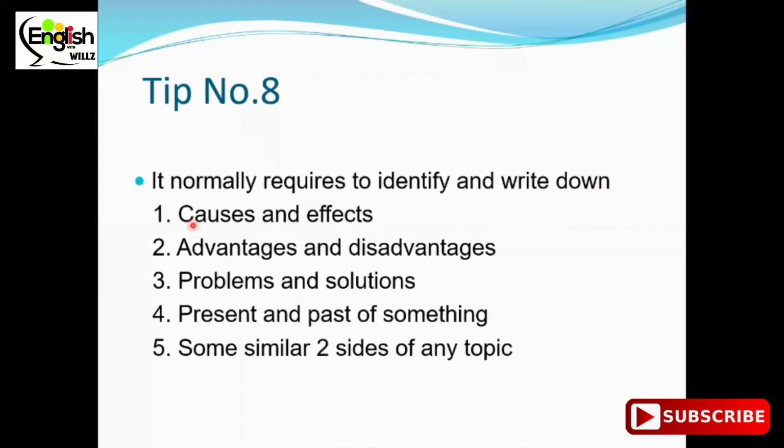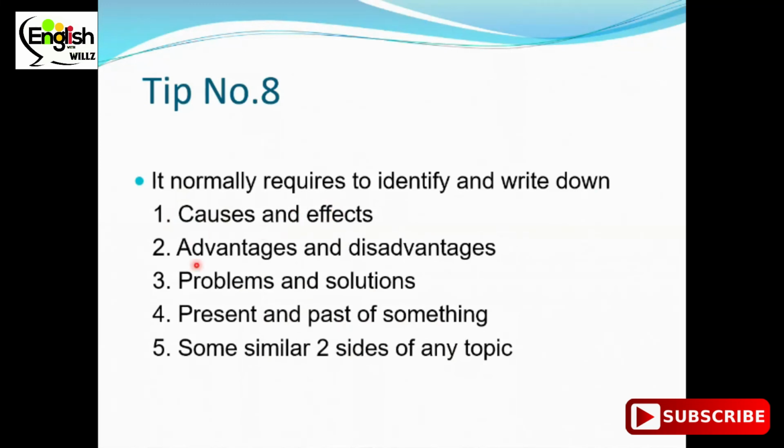Tip number 8 is: it normally requires you to identify and write down causes and effects, advantages and disadvantages, problems and solutions, present and past of something, or similar ideas of any topic. All right. So passage number 1, in your Paper 2, O-level English, in which the question of content points comes, will be discussing either the causes or effects of something, and that's why you have to take out 6 causes as content points and 6 effects as content points, all together 12.